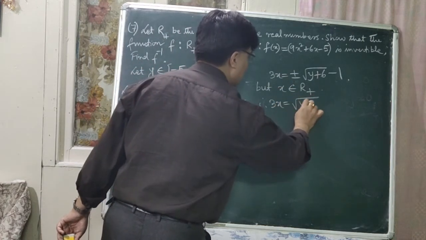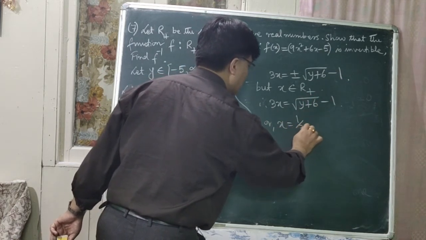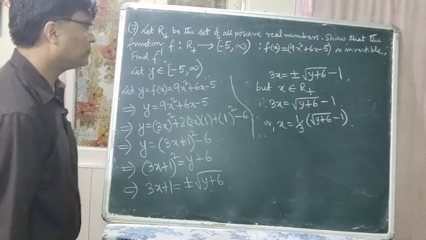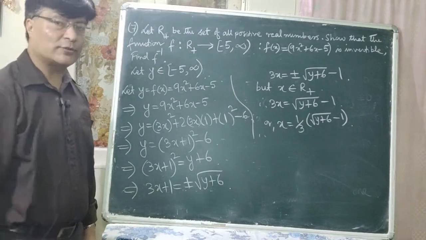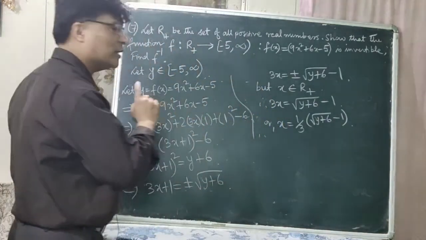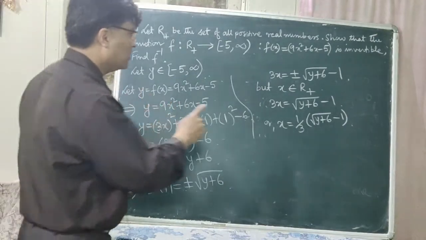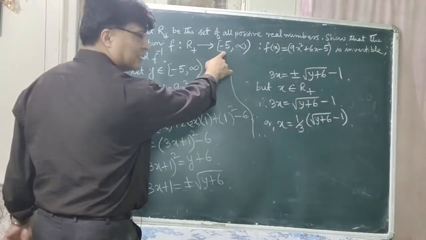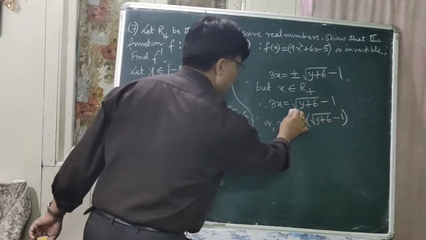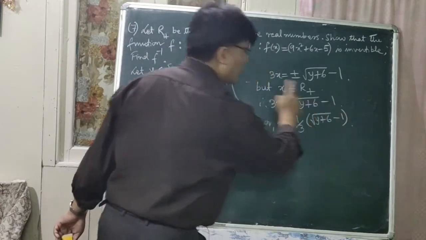So 3x is equal to root over y plus 6 minus 1, or x is equal to 1/3 within bracket root over y plus 6 minus 1. So I think you have understood it. Okay, so next, what will you do here now? Since we have expressed x in terms of y, now if this y belongs to this set, that is minus 5 up to infinity, this will be a defined quantity, right? This will be a defined quantity.